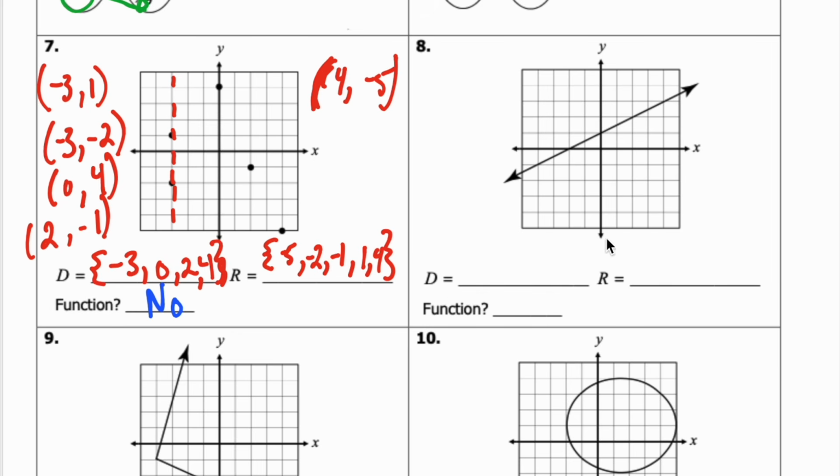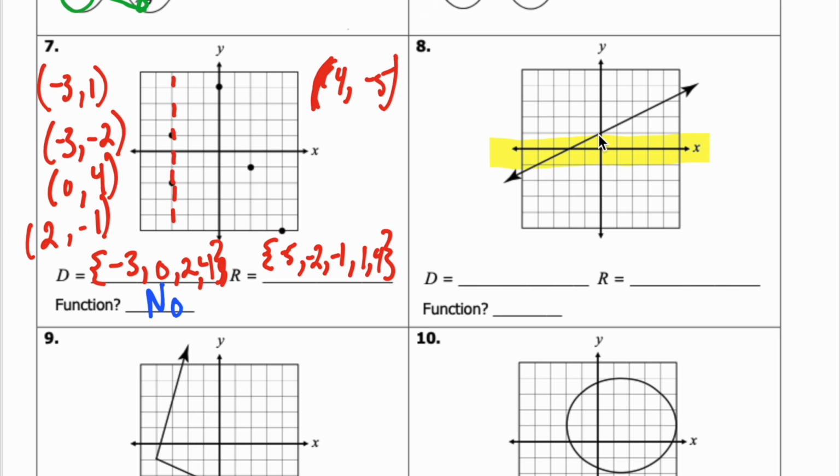So we need to find the domain and the range and determine if it's a function. So the domain, remember, is listing all of the x values, and the range lists all the y values. So one thing I want you to think about when it comes to domain is from left to right. So from left to right is my graph. Where does my graph start and stop?